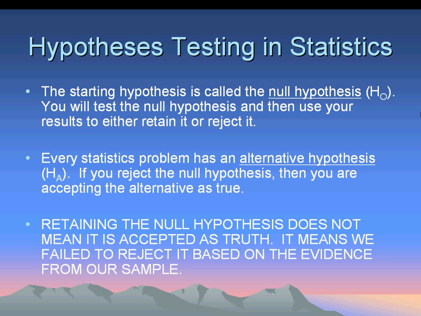Retaining the null hypothesis does not mean that the null hypothesis is true. It means that we failed to reject it because we don't have enough evidence from our sample to reject it. Just like when you're serving on a jury, if you don't have enough evidence to say that person is guilty, you're not saying they're innocent, you're saying that you don't have enough evidence to prove them guilty.